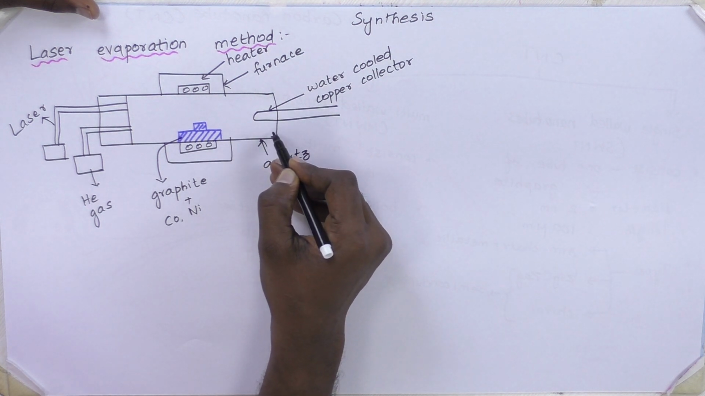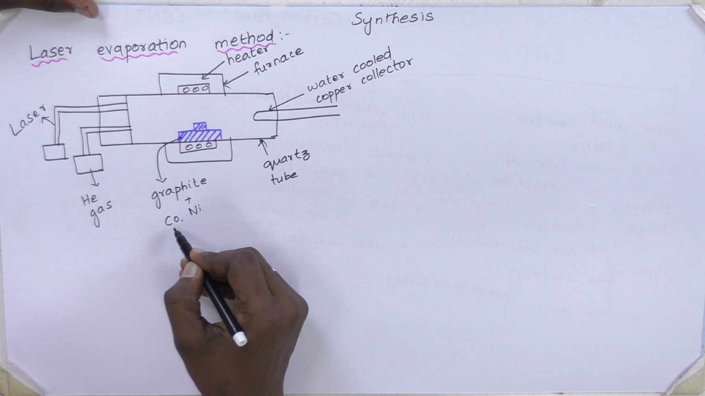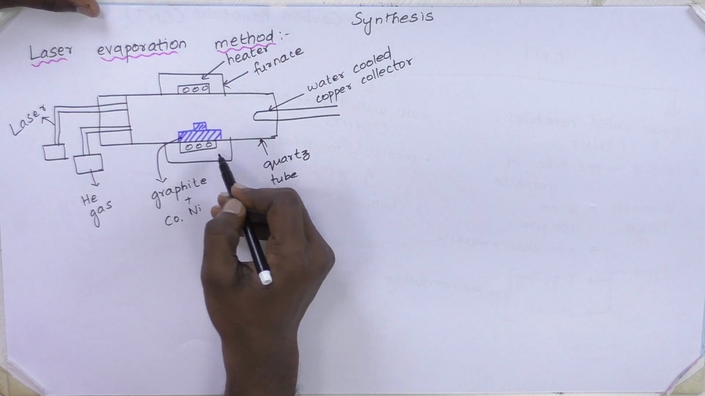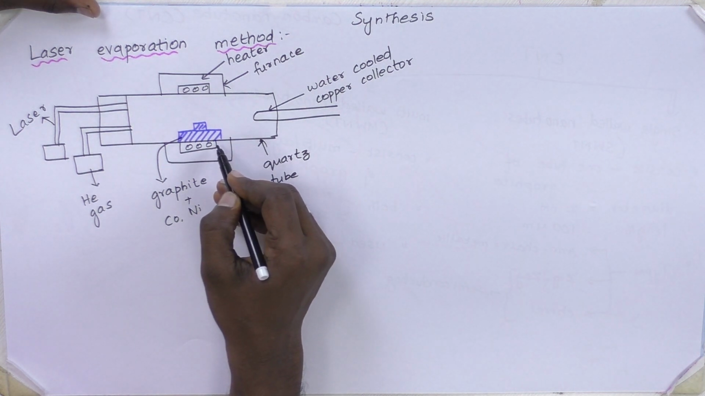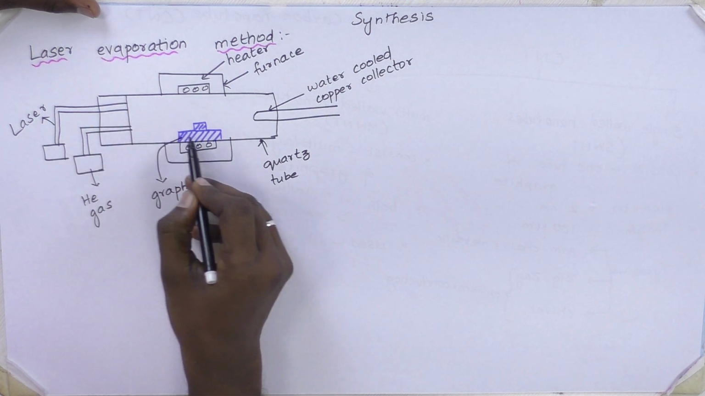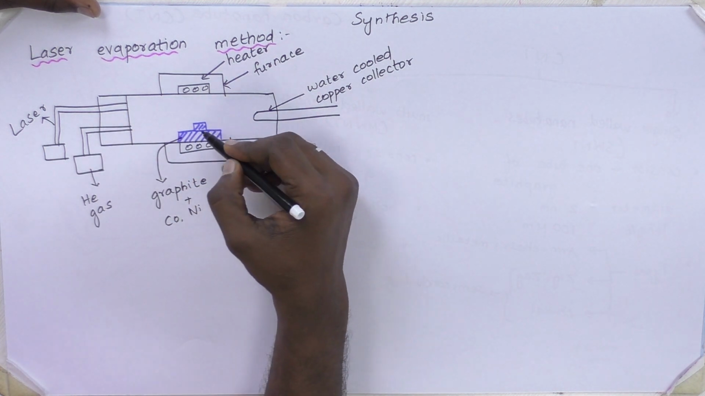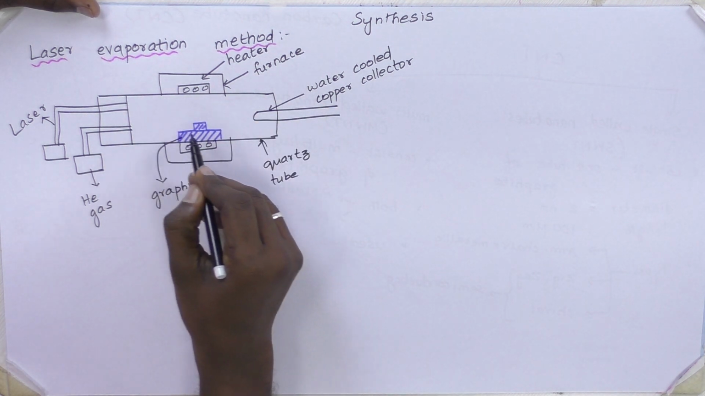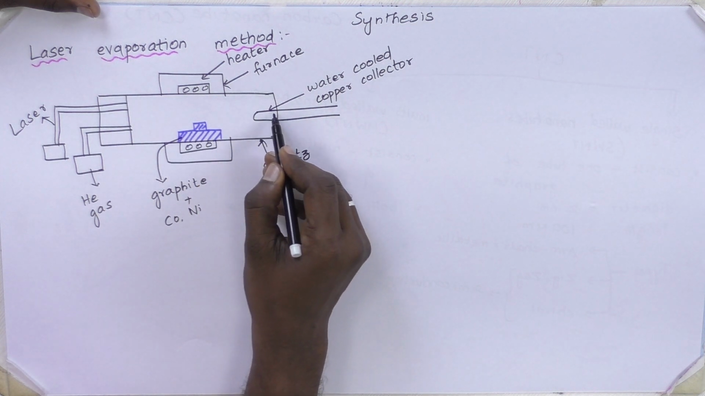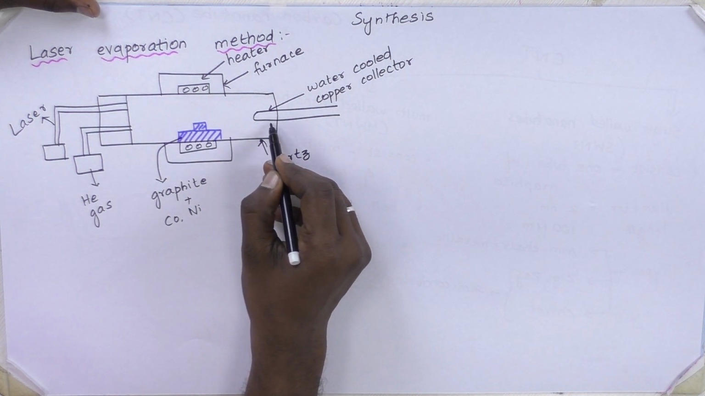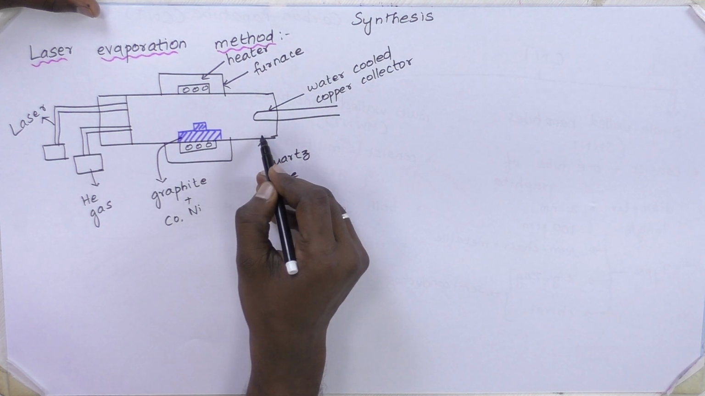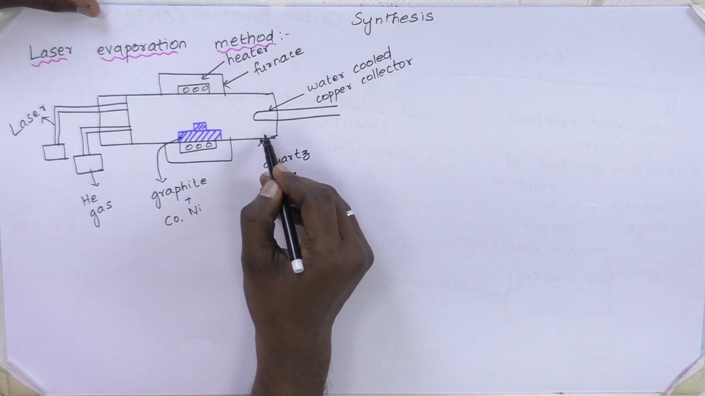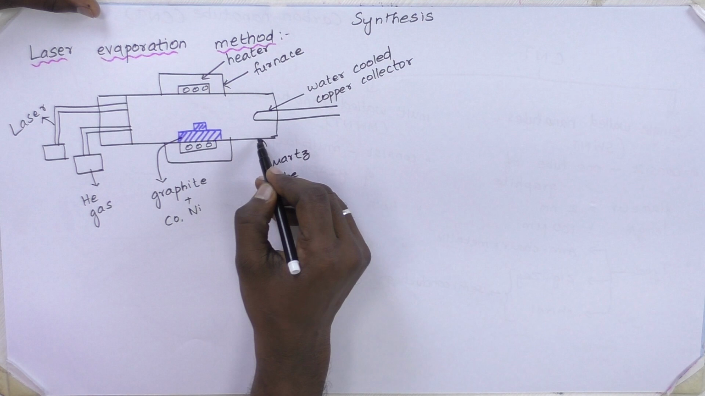the corresponding nanoparticles. Graphite along with catalyst such as cobalt, nickel is placed inside the furnace. It is heated at a high temperature of about 1200 degrees centigrade. When laser light is passed, due to high temperature, the particles are evaporated. Carrier gas, which is inert to the reactive substrate, sweeps the particles towards the water cooled copper collector. They get condensed and carbon nanotubes or any nanoparticles will be collected in the quartz tube.